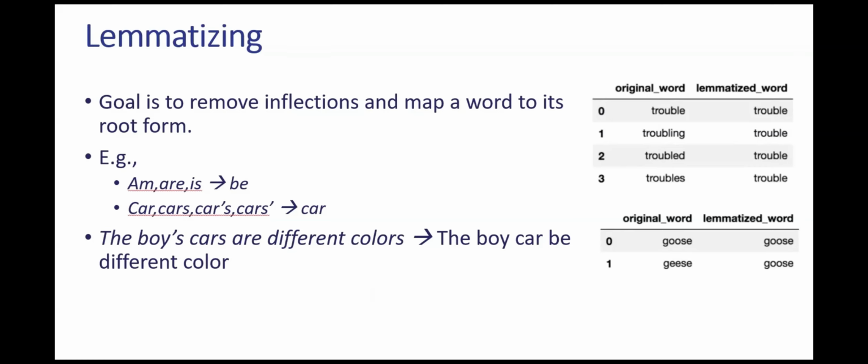For example, verbs like am, are, and is are all mapped to their base form be. And the words car, cars, car's, and cars' are all mapped to the base word car. So this reduces the complexity of the text while also preserving the meaning. Lemmatization is particularly useful for normalizing the inflected forms of a word, so it makes it a lot easier to process text without losing the grammatical structure.